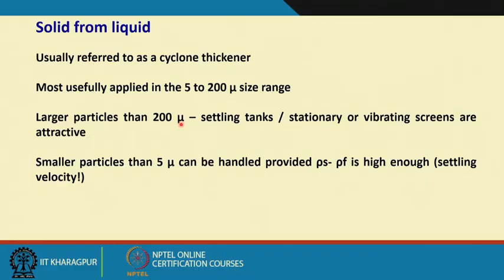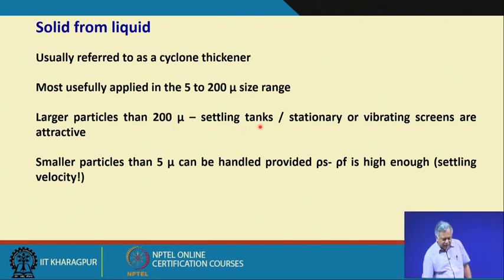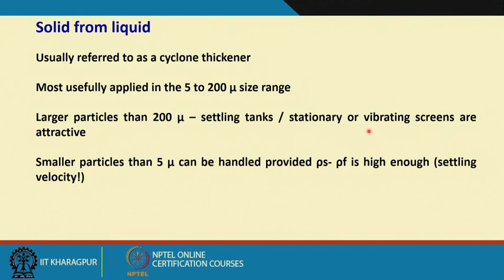Why? I have given the explanation. For particles larger than 200 micrometer, you do not need centrifugal force. A simple settling tank, or maybe a simple hydraulic classifier, or a simple sedimentation basin, you can use it. So, settling tanks, stationary or vibrating screens are attractive, that is, you can use a screen for separation coarser than 200 micrometer. A screen will give you much more precise separation than a cyclone. So, why use a cyclone coarser than 200 micrometer?